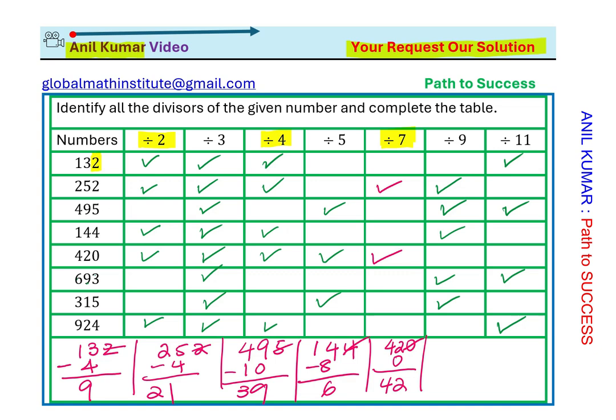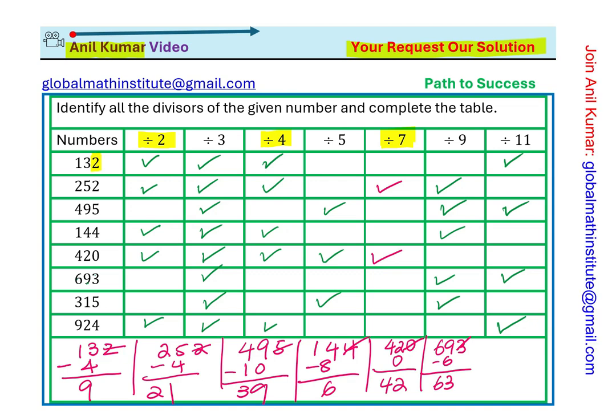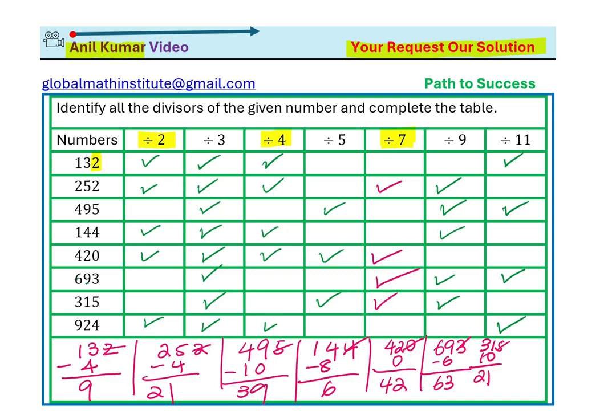You get the idea, right? 693. So for 693, drop 6, take away, drop 3, double it, which is 6, take away. So we get what? 63. And we know 7 times 9 is 63, so that also works, right? You can check your result. 315. So 315, drop 5, take away 10, which is double the 5, and we are left with 21. That works. So 315 is also divisible by 7 without any remainder, right?